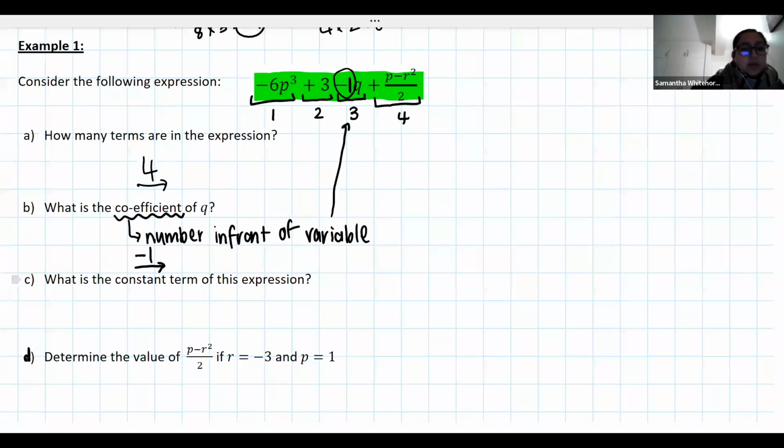Very nice, guys. Well done. Okay, so let's just define constant in case some of us are confused. Remember, a constant is a term with no variable in it. It's a number by itself.